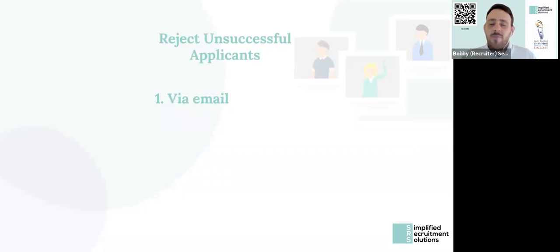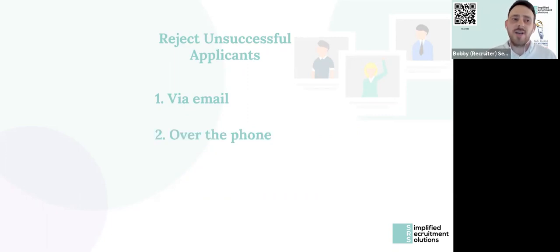So now you have employed your new person. Now you have to reject all the other applicants. And there's a few ways you can do it. The rule I have is if you haven't spoken to the candidate in any way, then you can do it via email. If you have spoken to the candidate and you've interviewed them, they've given you their time, then I would be giving them a call to give them the feedback.